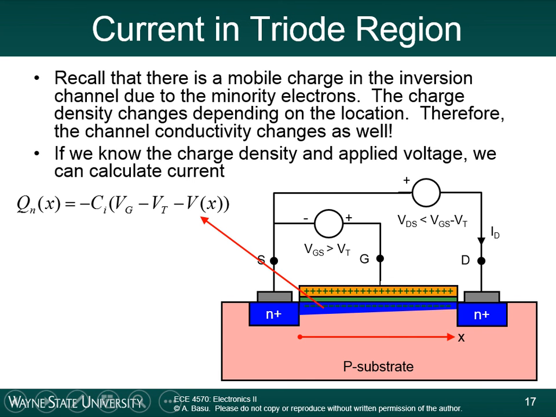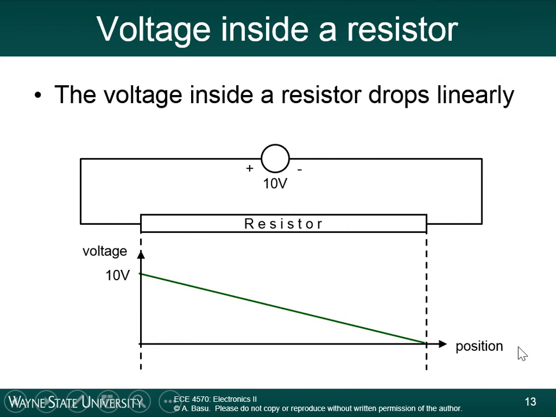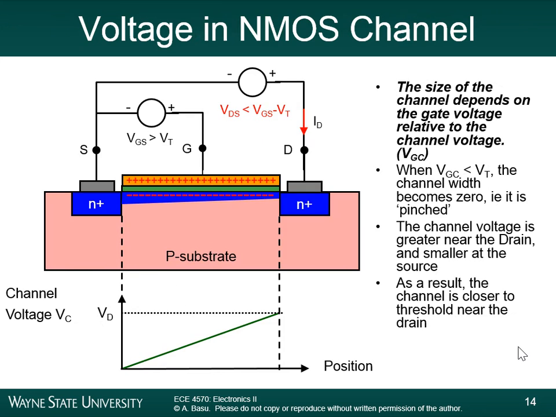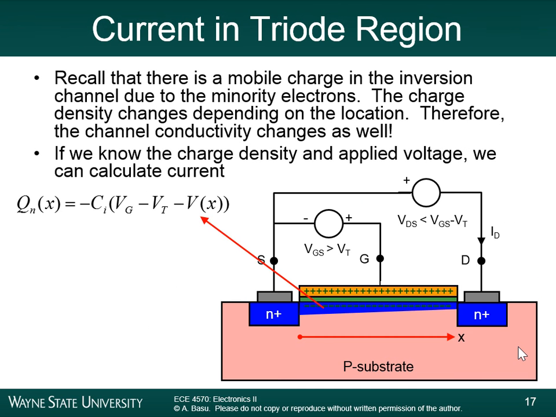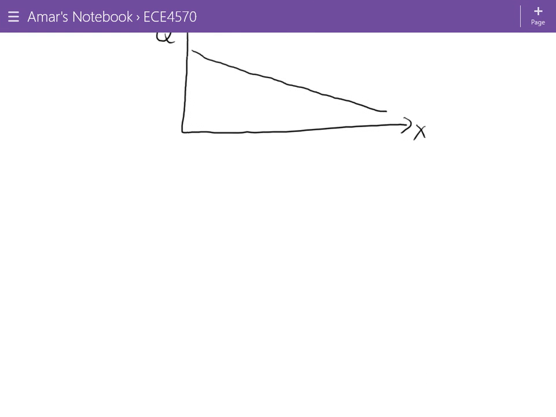So this is why we actually need to use an integral to derive the current. Now, why do we need to use an integral to derive the current?